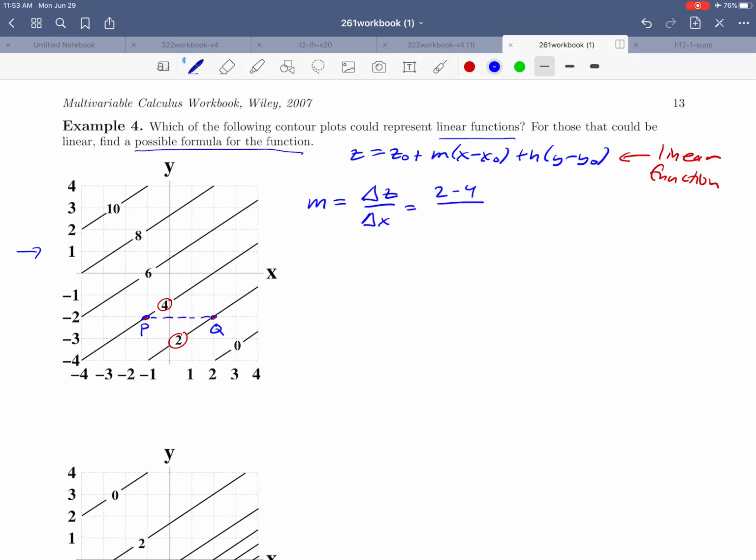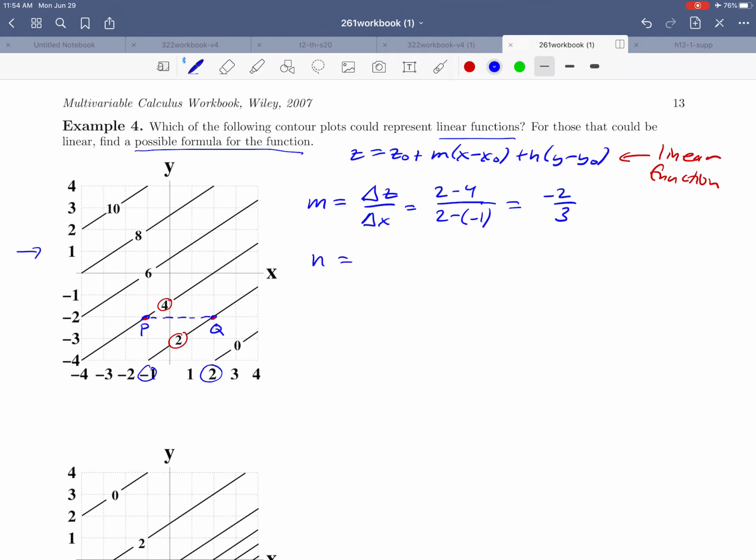How much did x change along that same path? That's a little easier to see from the picture. P is sitting at about x equals -1, and Q is at x equals 2. So that's going to give us 2 minus -1, 3 units. Do the arithmetic, and we're going to get -2 over +3. There's our slope in the x direction.